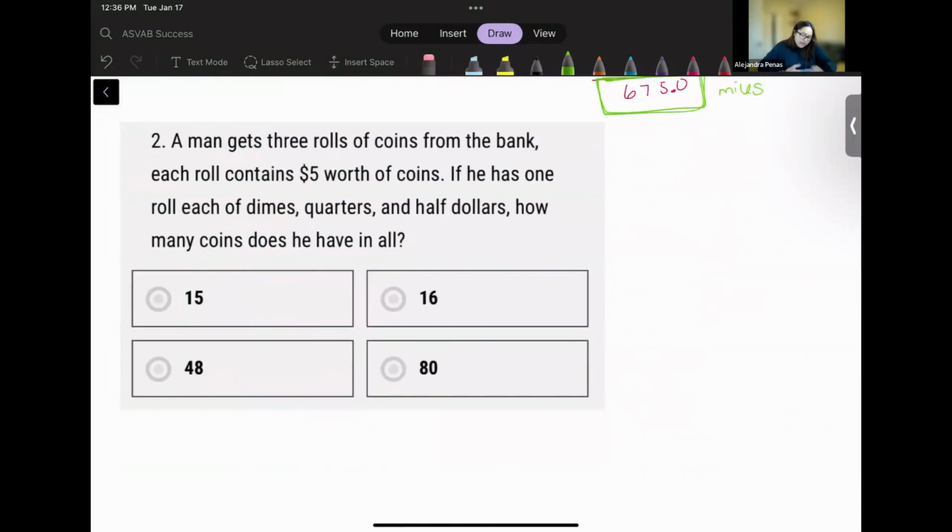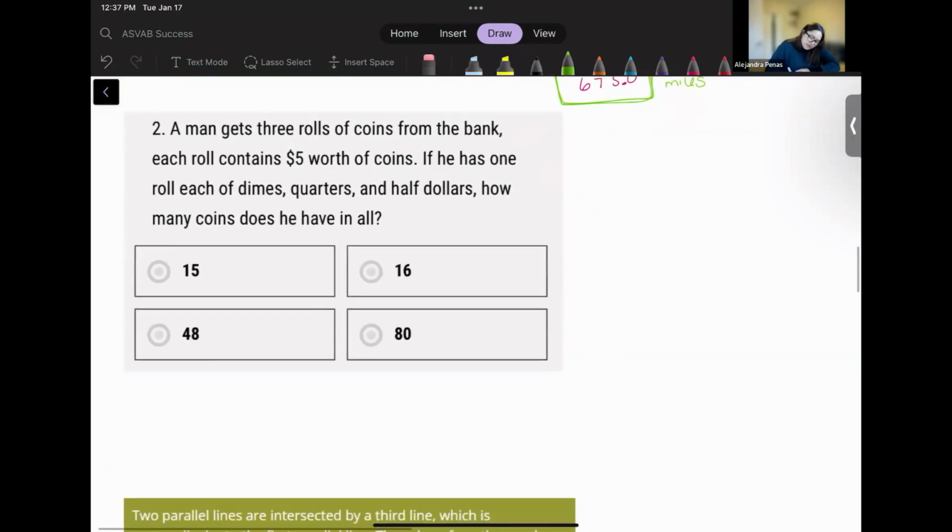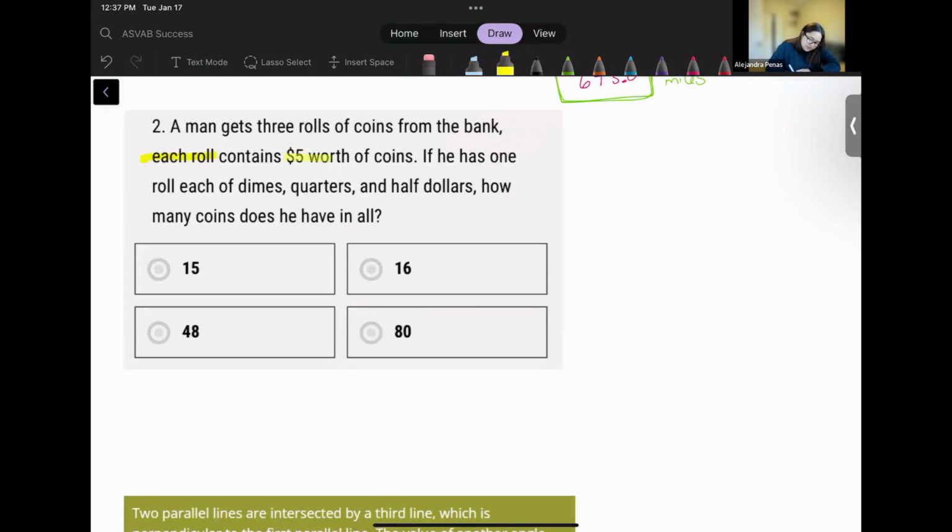Okay. The next one says, a man gets 3 rolls of coins from the bank. Each roll contains $5 worth of coins. If he has one roll each of dimes, quarters, and half dollars, how many coins does he have in all? Oh, okay, this is going to be a few proportions. The first thing he tells me is that each roll contains $5. So one roll has $5 in coins, whether it's in dimes or in quarters or in half dollars. I haven't seen a half dollar in years, but how many coins does he have in all?